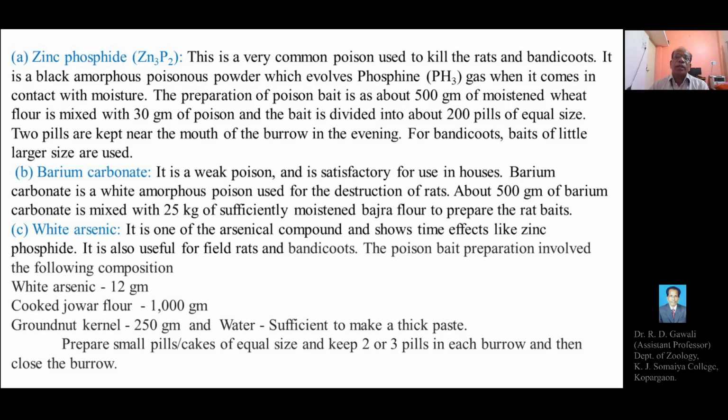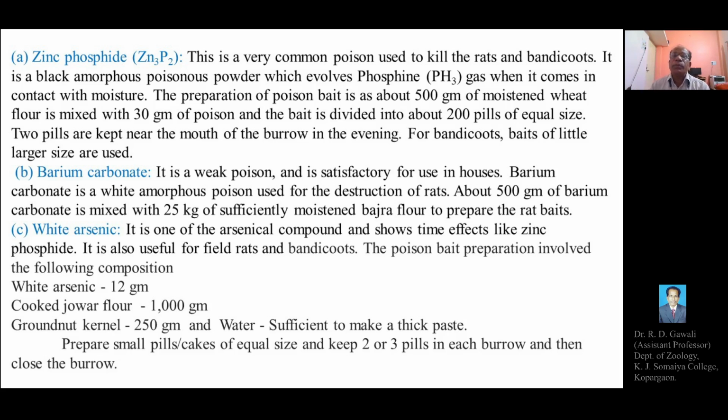to about 200 pills of equal size. Two pills can be kept near the mouth of the burrow in the evening. For the bandicoots, baits of a little larger size are used.